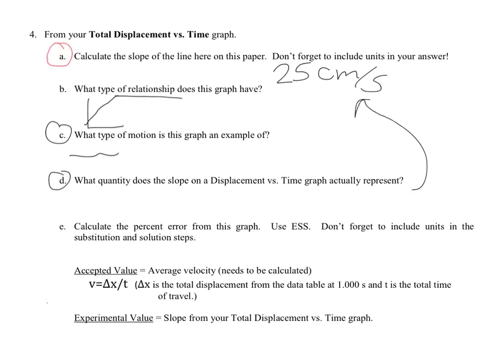For letter D, what quantity does the slope on the displacement versus time graph actually represent? That's where I tell you to look back at the actual units of your slope. If it's centimeters per second, think about what we've learned about that could be measured in centimeters per second. Perhaps that's the quantity that we're talking about. And by quantity, we don't mean a number. We mean what variable or idea have we learned about so far that could be measured in centimeters per second.